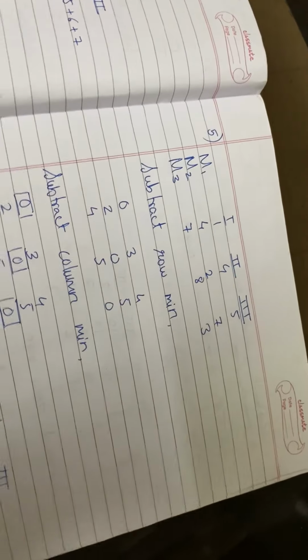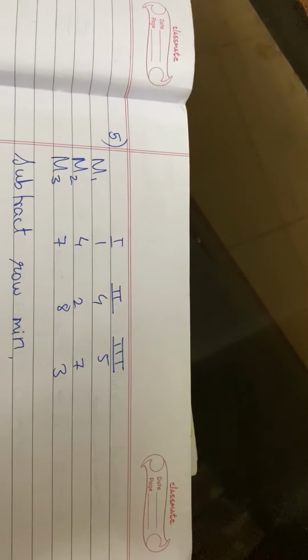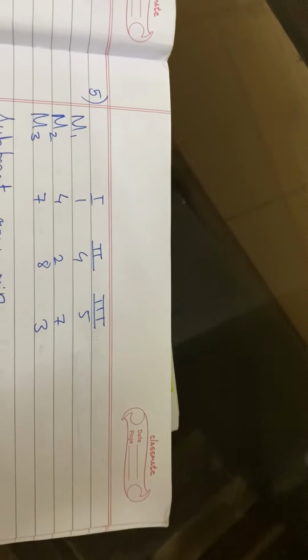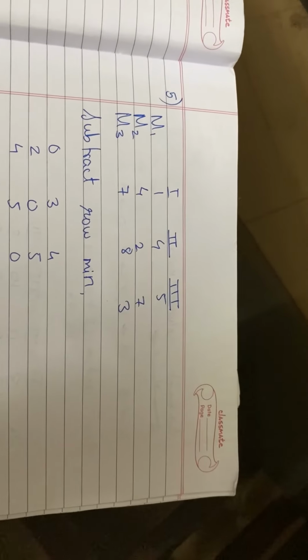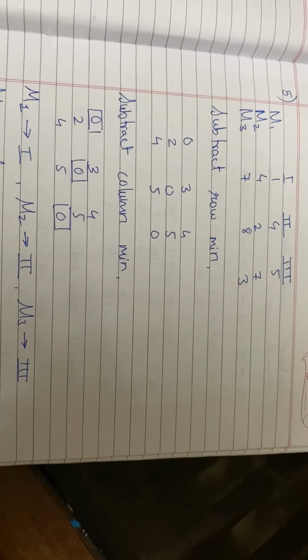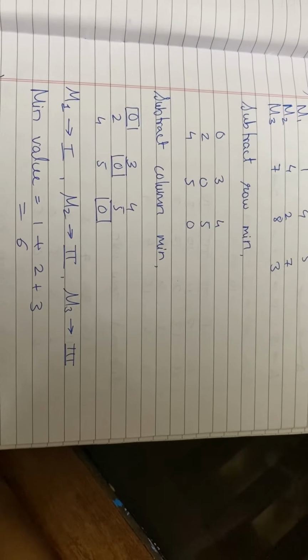Then go to question number 3. Again, easy. Substitute in the end. Just look at the question and write it on your own. First step, row minimum. Second step, column minimum. Third step is assign and to write. Then last step, minimum value we need to find.